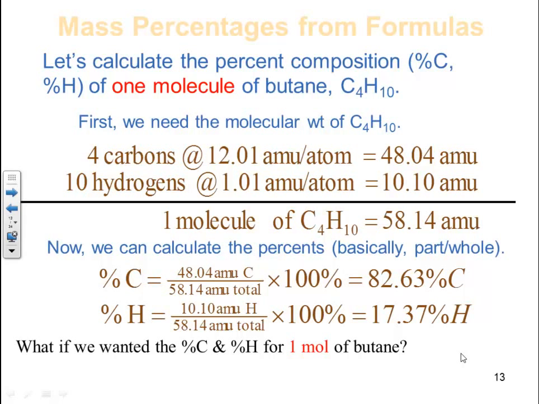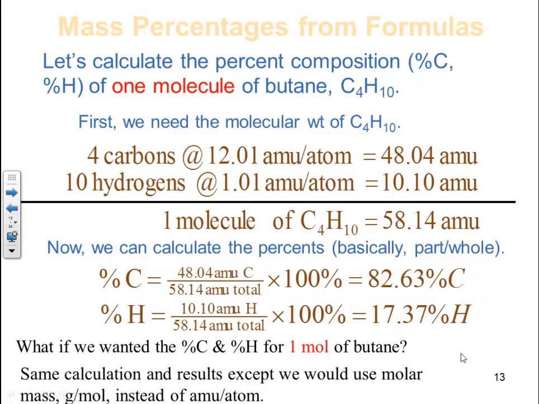Now how would that differ if I wanted it for 1 mole of butane? Well, if you recall the law of definite proportions, the answer should be it doesn't. It should be exactly the same. If I have 1 molecule or 1 mole of that, it's still going to be 82.63% carbon and 17.37% hydrogen. The main difference is that instead of AMUs, we'll be using grams in our calculations. But mathematically it will still be the same numbers, 82.63% carbon and 17.37% hydrogen, based on the law of definite proportions.